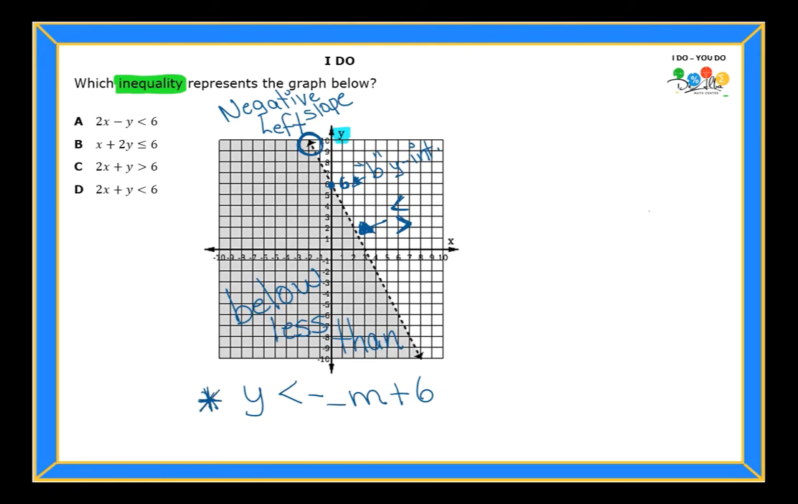My symbol needs to be less than. My y-intercept needs to be a positive 6. And my slope needs to be negative. I can gather all that information just by looking at the graph.